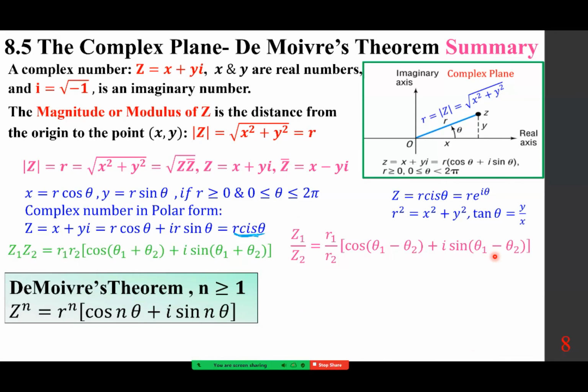De Moivre's theorem says if you want to raise a number to the power of n, you raise r, the magnitude or the modulus, to the power of n, and then you multiply the angle theta by n: cosine n theta plus i sine n theta.